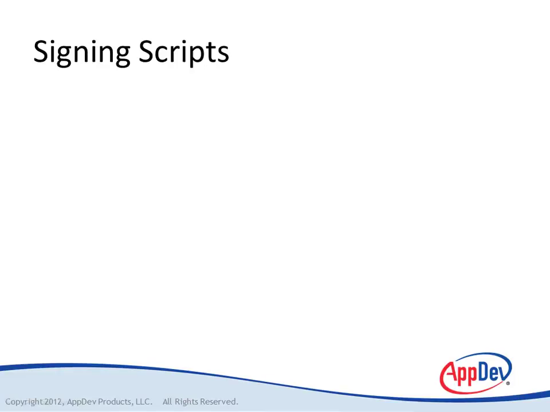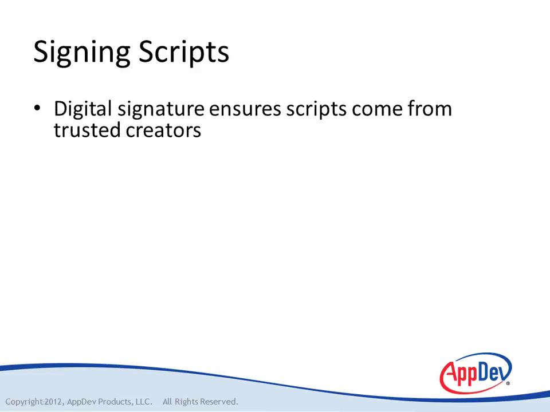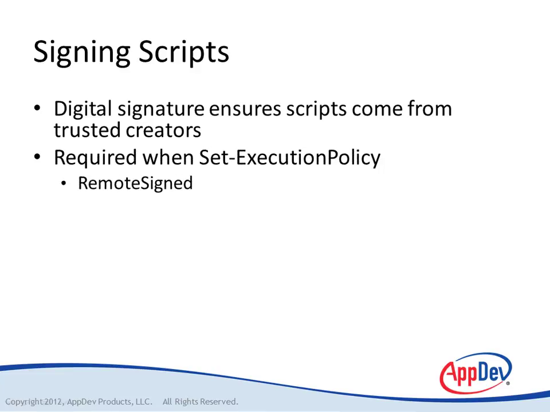If you intend to configure a large number of computers for remote scripting, then signing your scripts is very important. What we mean when we say signing scripts is the application of digital signatures that ensure that a given script comes from trusted creators. You don't have to sign your scripts, but you should, and signatures are required when you set the execution policy either to RemoteSigned, which means that if a script is being run that comes from a location other than the local machine, it needs to be signed, or AllSigned, which means if a script is being run, it has to be signed no matter where it came from.